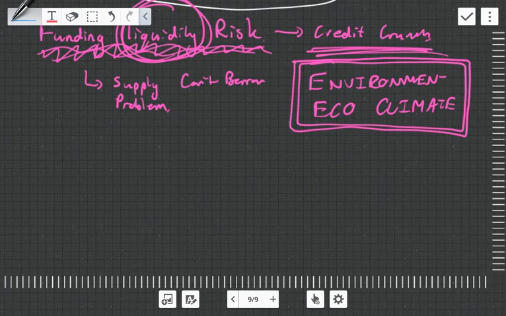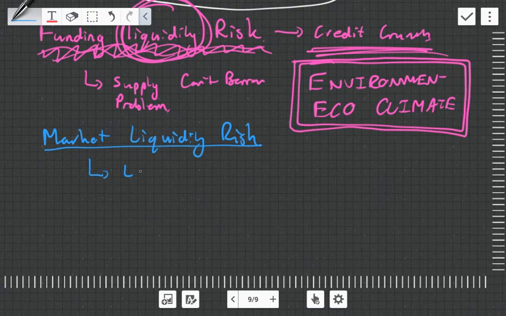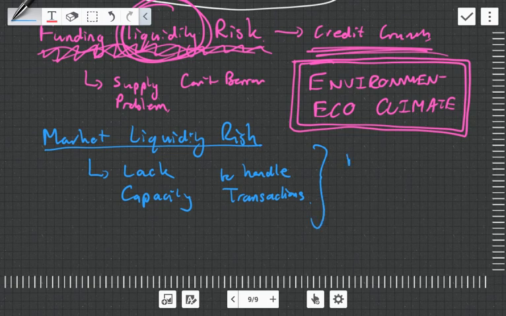There's another one called market liquidity risk. Market liquidity risk is when the market lacks the capacity to handle transactions. This is sometimes referred to as marketability.